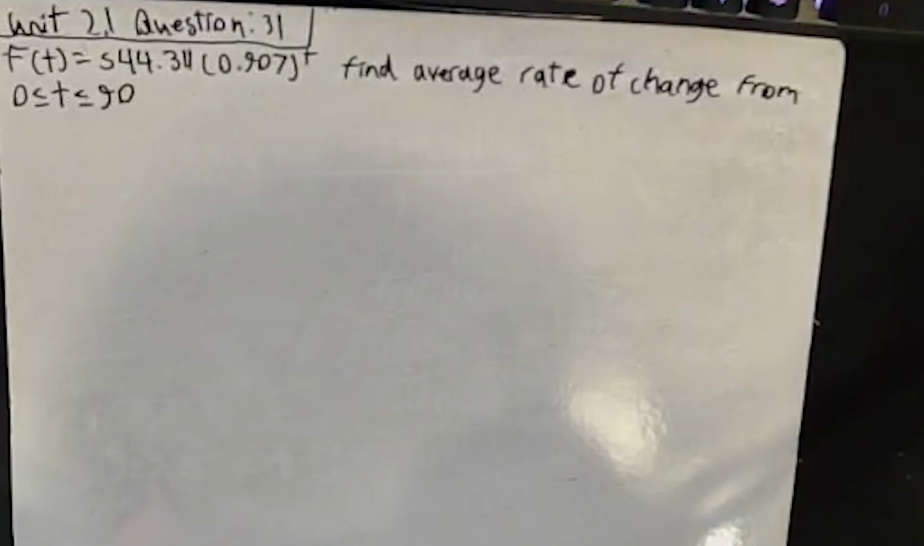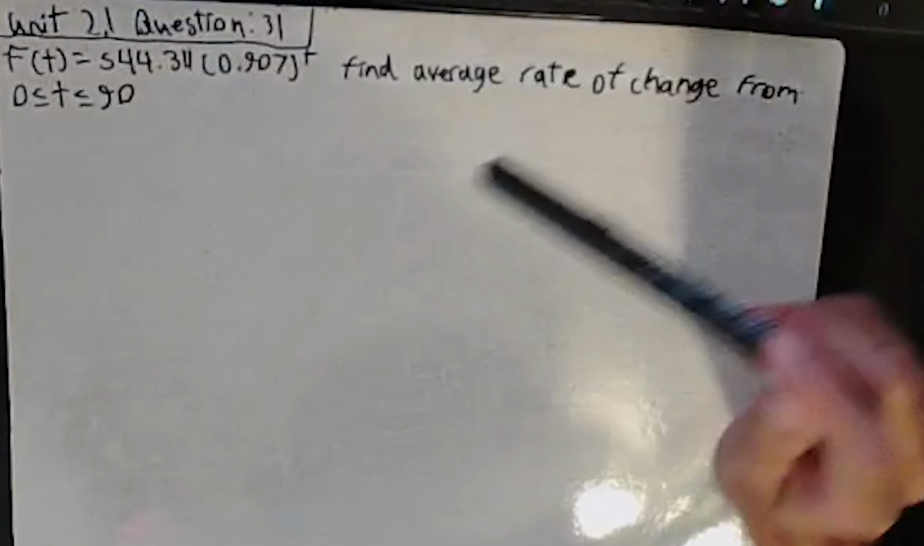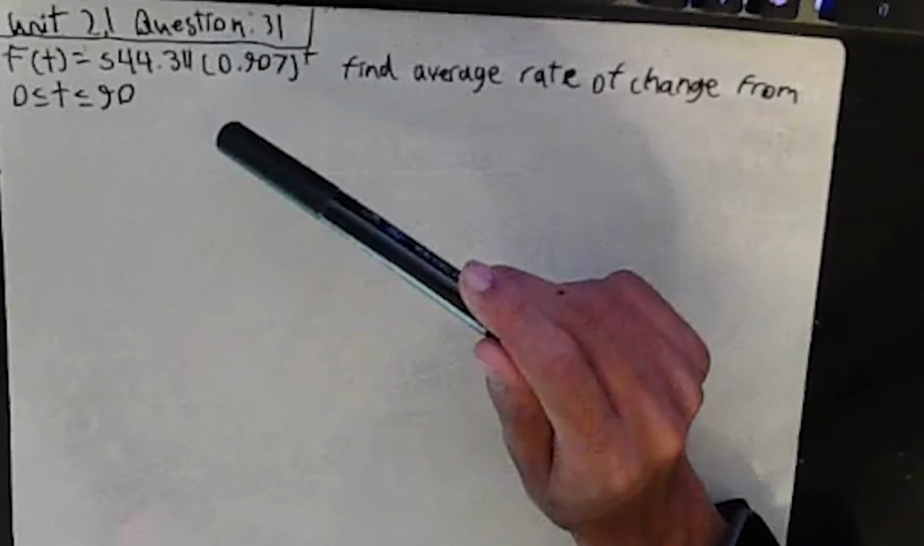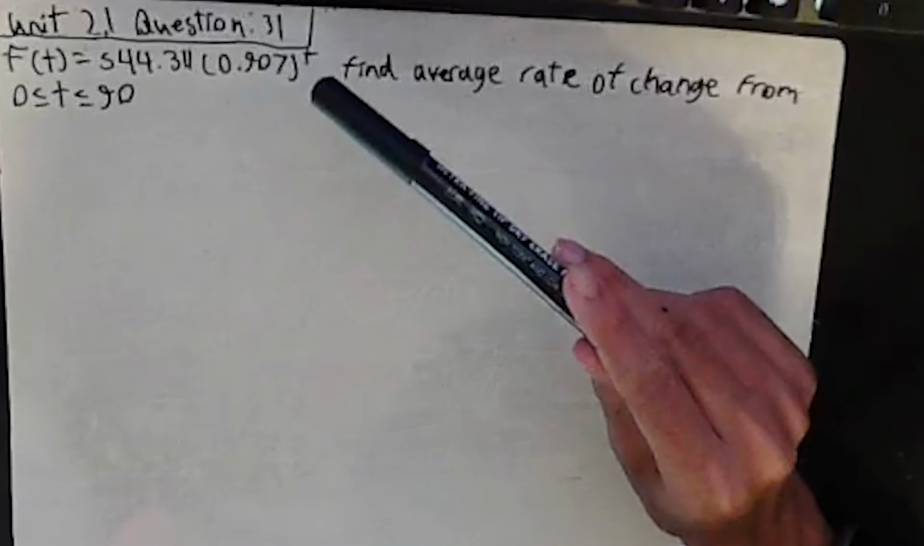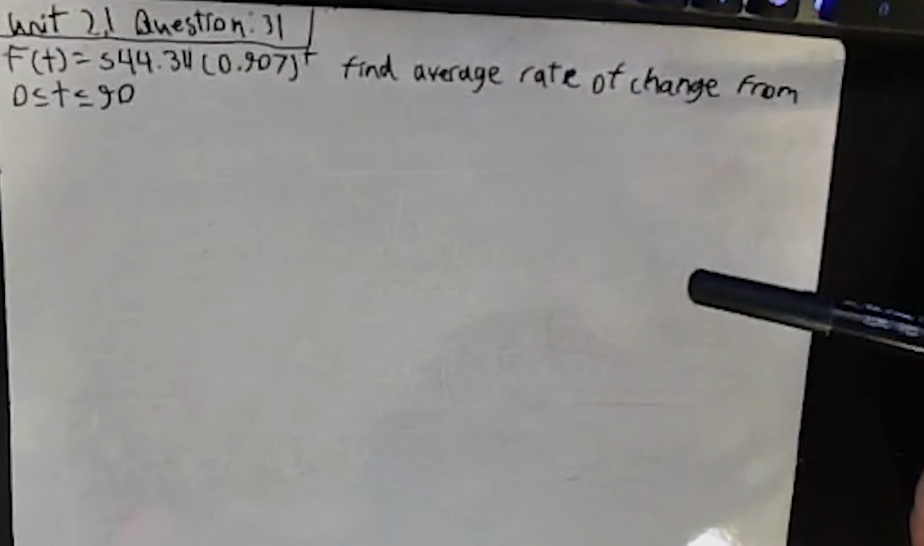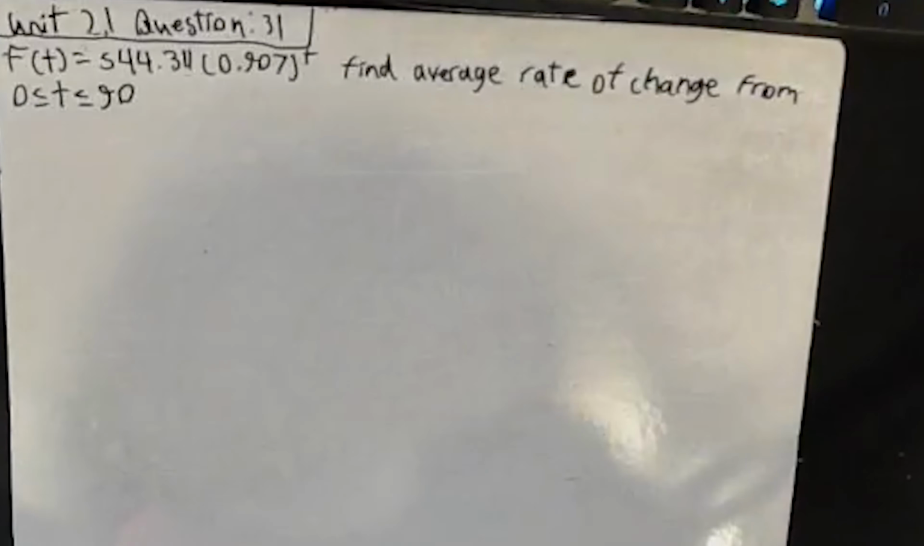This is Unit 2.1, question 31 of the test prep. So this one had a lot of words, but I just wrote what's important. F of t equals 544.311 times 0.907 to the t power. Find the average rate of change from 0 to 90.